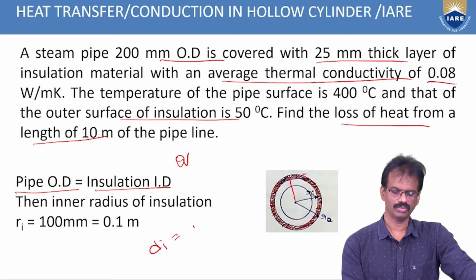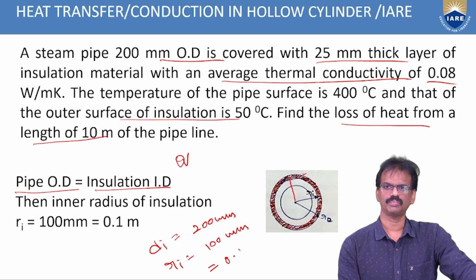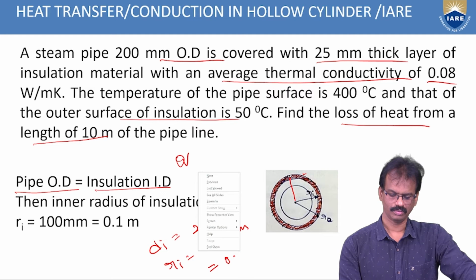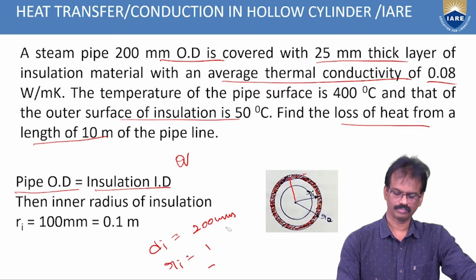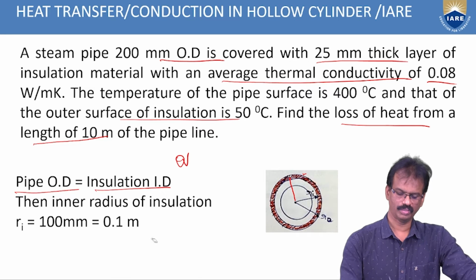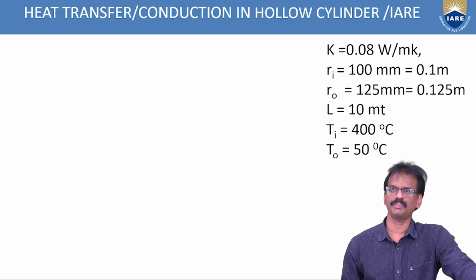So DI is equal to 200 mm. Then RI is equal to 100 mm. We can convert into meters: 0.2, so 0.1 meter, 0.01 meter. So we can solve this numerical this way. These are the given parameters.